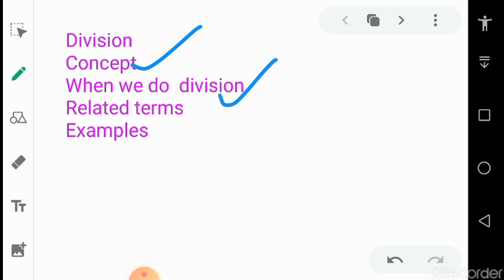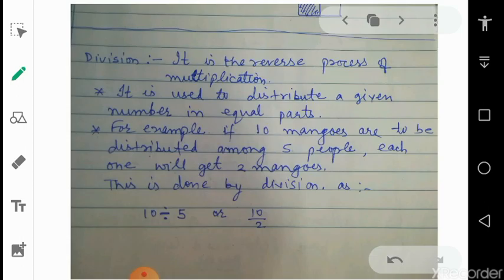Okay, next some related terms to the division process, and finally a few examples which will be important. Go through the video carefully, listen to whatever I say and see all the slides very carefully. Okay, let's start.